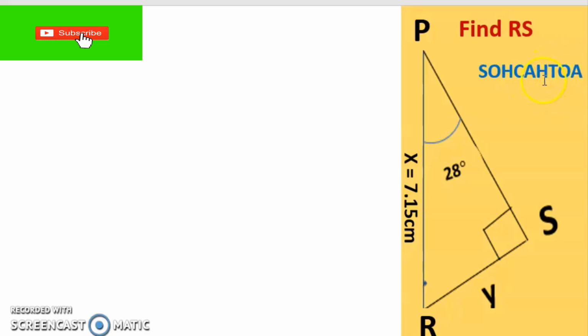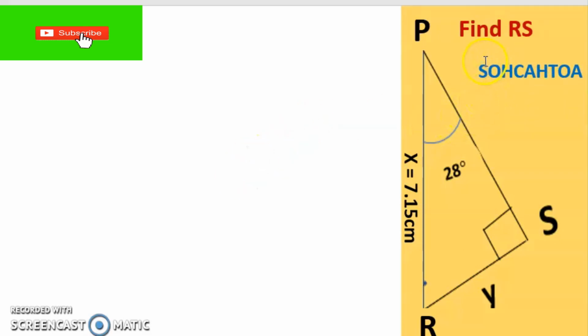Let's look at the CAH. Adjacent is unknown. We don't know adjacent. Hypotenuse is known. We know hypotenuse to be 7.15 centimeters. But since what we are looking for, which is the opposite, is not found in CAH, we cannot use CAH. There is no O in CAH. Automatically, the only acronym we can use here will be our SOH, S-O-H. So how do we solve for that?